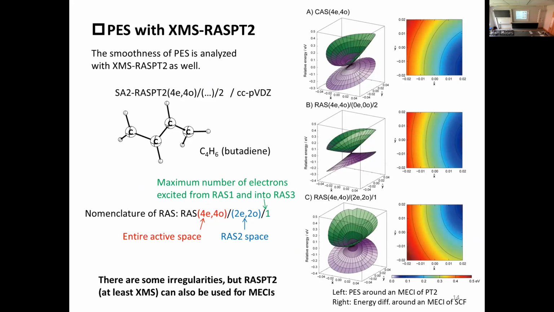Since I have also developed the derivatives of RASPT2, I checked the quality of it. And it seems that this cone shape is well reproduced, or the shape is at least okay. And the difference of the energy around the CASSCF conical intersection is also smooth. So I think RASPT2 can also be used for conical intersection searches.